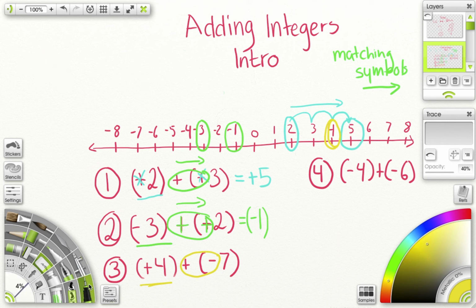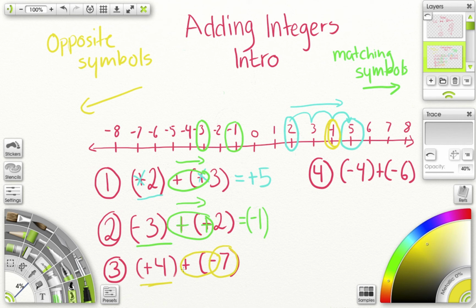let's do it this way. Opposite symbols, you go to the left. So matching right, opposite, left. So what that means is I start at positive 4, and instead of going this direction, I'm going to the left. And I go to the left 7 spaces because that is my second number. So what you do is you find your first number, locate it on the number line, and if it's opposite symbols, you go that many spaces to the left. If they're matching symbols, you go that many spaces to the right for your second number.